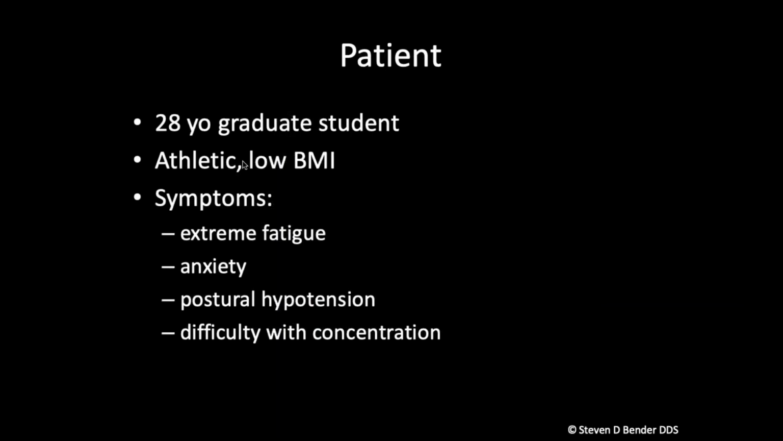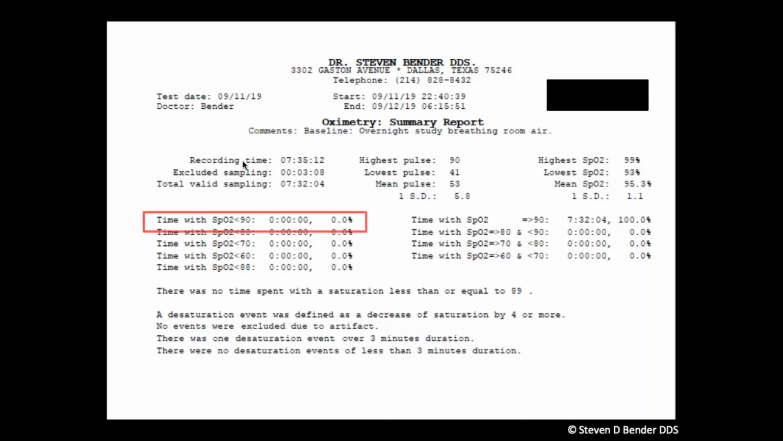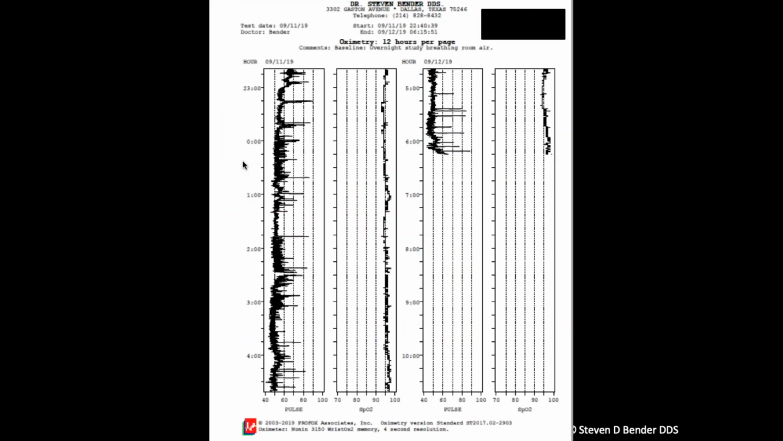And then one more patient, a 28-year-old grad student of ours, very athletic, low BMI. Her symptoms, extreme fatigue. She has a really difficult time staying awake during the day and focusing. She's very anxious. She has postural hypotension. In other words, she stands up, she gets dizzy, and difficulty with concentration, as I said. So we did a pulse ox, time below 90, 0, and then she had no desaturation events at all, so it didn't even score. But when we look at her heart rate, again, you can see a lot of up and down activity, a lot of sympathetic activity happening during this sleep period.